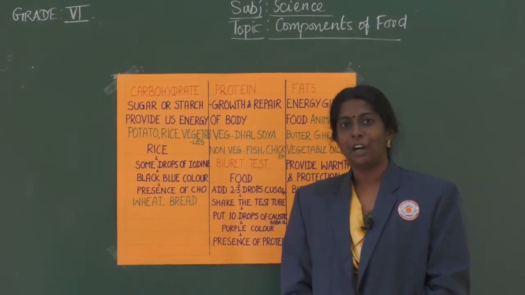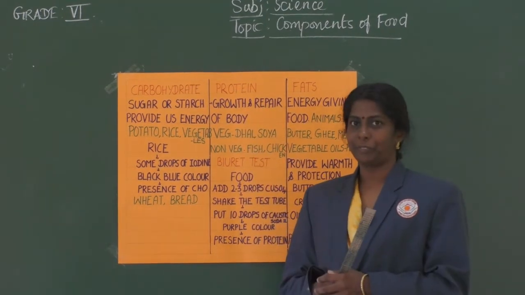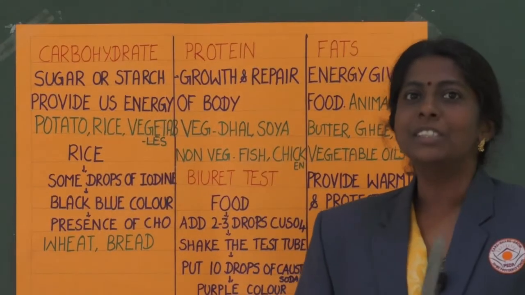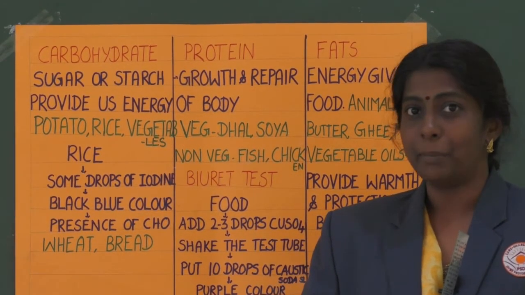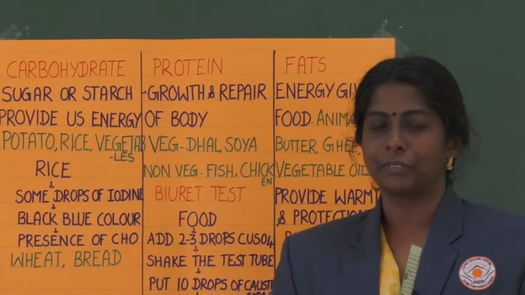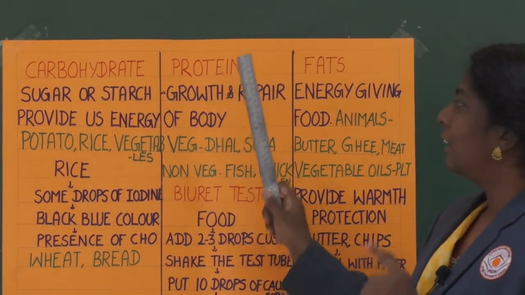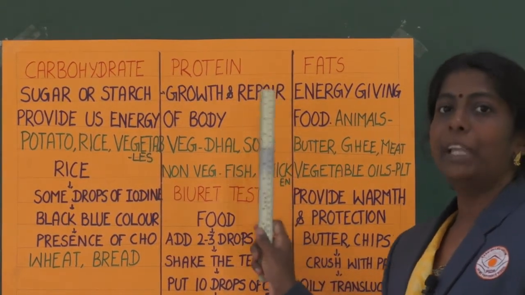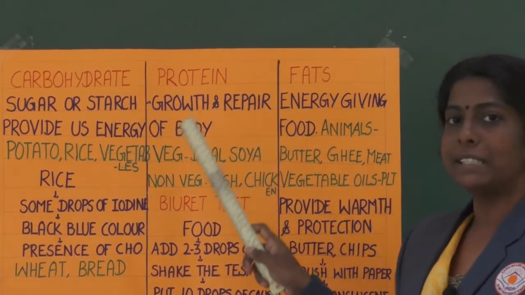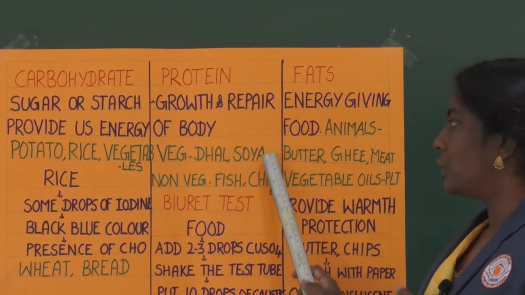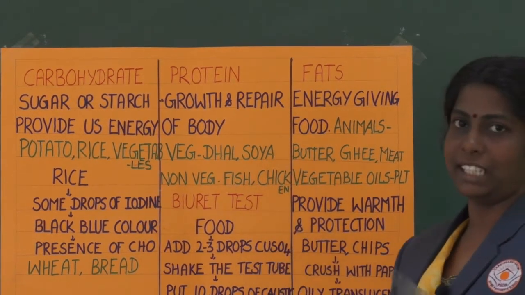Yes students, now we are going to learn about the second part of the nutrients, that is protein. Proteins are nitrogen containing compounds which are made up of amino acids. Protein is helpful for growth and repair of body cells. Protein is present in dal and soya for vegetarians, and it is present in fish and chicken for non-vegetarians.